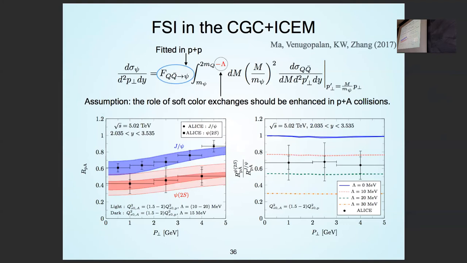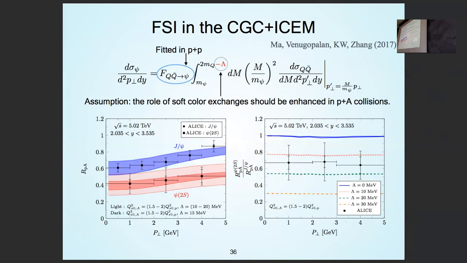We assume that in proton-proton collisions, those comover interactions are included in F. But in proton-nucleus collisions, there should be an enhancement effect of comover interactions. So we change this upper cut by hand to reproduce the data. So this is the result.